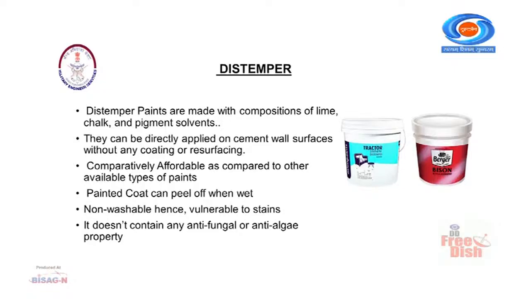Distemper. Distemper paints are made with composition of lime, chalk and pigment in water-based or oil-based solvents. They can be directly applied on cement wall surface without any coating or resurfacing. Comparatively affordable as compared to other available types of paint.